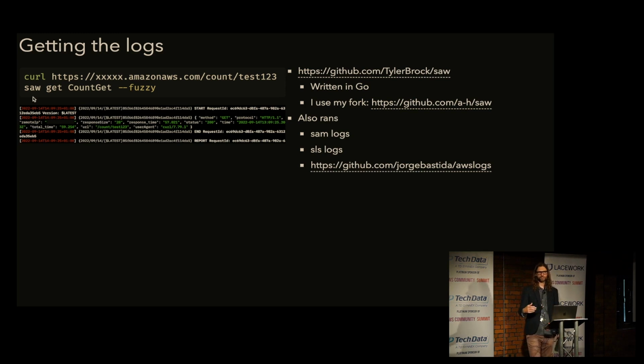Tools like SAM and Serverless Framework have log functions built in, but CDK doesn't have an equivalent, so you're kind of out of luck. So I was using this tool called SAW, which is by Tyler Brock, but it was slightly annoying because there's a few steps that you need to remember. So I forked it and made it really simple. You can take SAW get, the name of the function that you created in CDK, --fuzzy to do a fuzzy search, and it'll search for all the log groups and bring back the right ones and bring up the last 10 minutes.